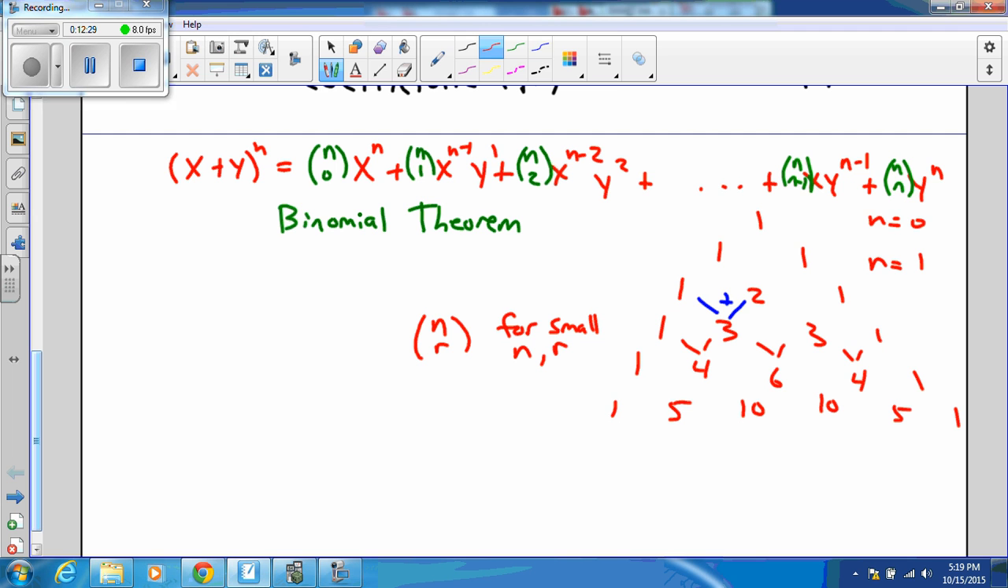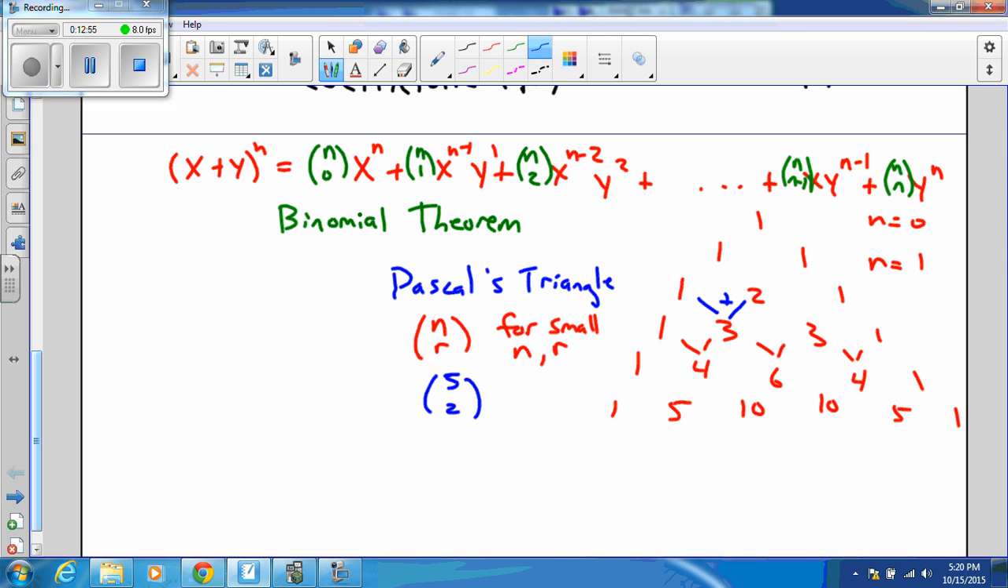There we go. That row looks just like that. So we could now use this triangle, which is called Pascal's triangle. Blaise Pascal was the first person to discover it, and he was actually using these choose numbers as a way of gambling. He was interested in, or at least doing, the mathematics of gambling.